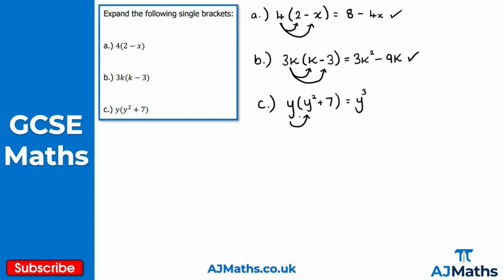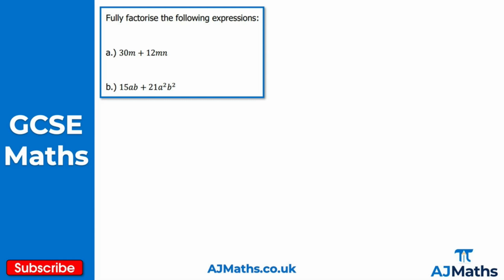We get y cubed, and we take the y here on the outside, and times it by the positive 7 to get plus 7y there. Okay, and there we have it. So that's the solution to C and the solution to question 2. Moving on to question 3 now, we're asked to fully factorise the following expressions.